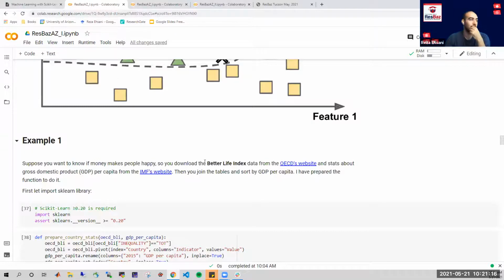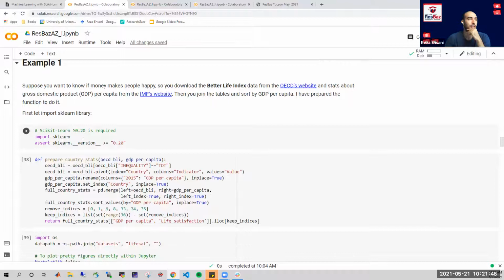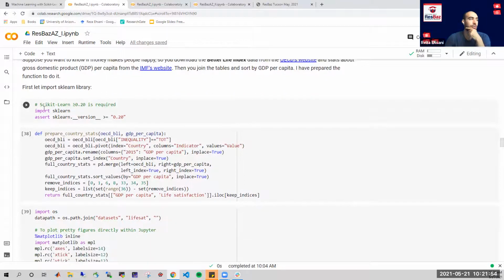So I have provided an example here. Suppose you want to build a model to tell you if money makes people happy or not. You download the Better Life Index data from the OECD's website, and we also get the gross domestic product per capita from the IMF website. Then we join these tables. So for each country, we have the GDP per capita and also the Better Life Index, and we want to write a function or build a machine learning algorithm to help us predict the Better Life Index, BLI, based on the GDP.